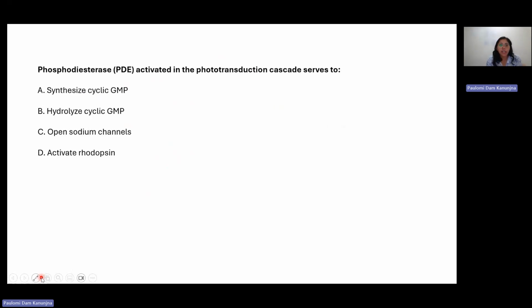Coming back to here again, phosphodiesterase activated in the phototransduction cascade serves to do what? We have just discussed it. I will wait for you to read it and then attempt the answer. So we know the answer is hydrolyzed. They don't synthesize cGMP. They don't open sodium channels. That's the opposite of what they do actually. And they activate rhodopsin? No. Rhodopsin activates phosphodiesterase, which is the opposite, right?